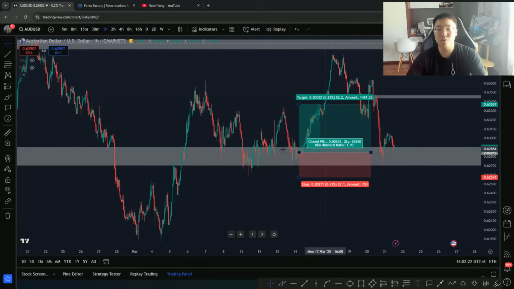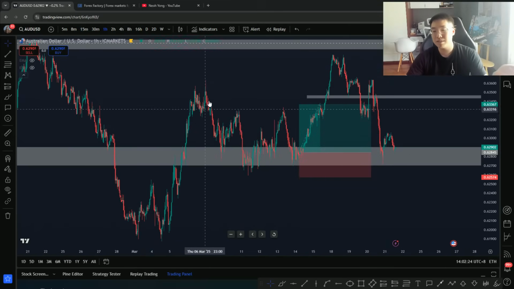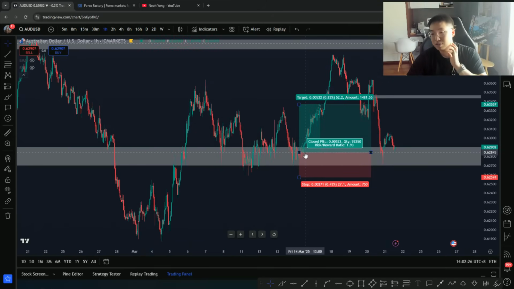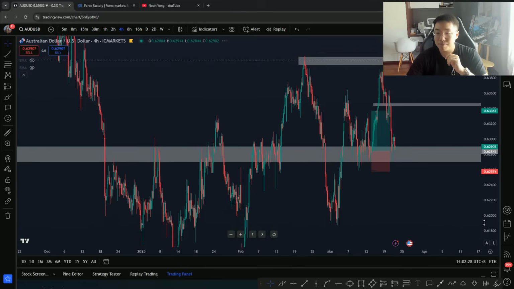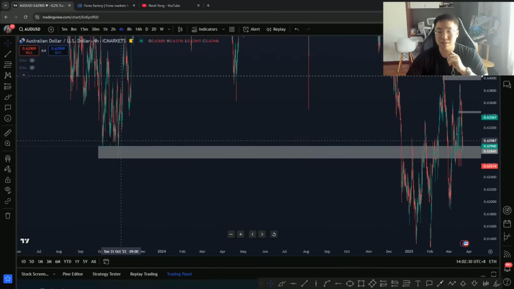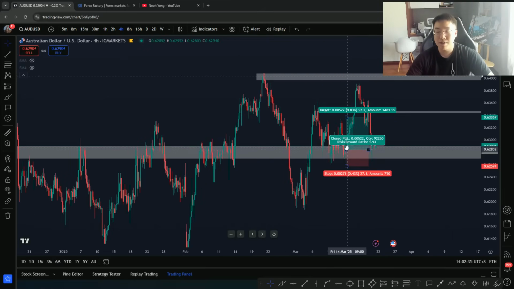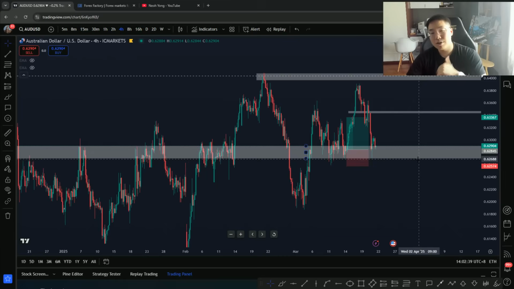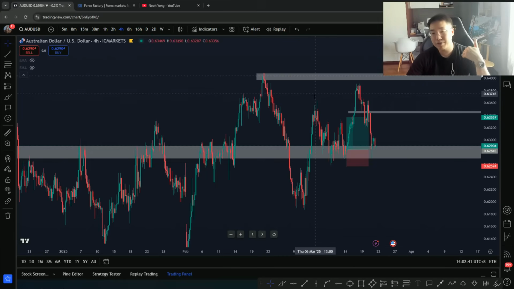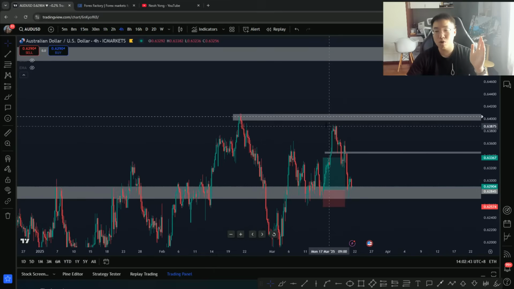Really simple entry system here, basically just a break and retest at 0.6380 something, and I'm using this key swing low as an entry zone. As I saw price reclaim a higher low above this 0.6284, I was fairly confident that we're going to see Aussie dollar push all the way up to at least 0.64. Unfortunately, it didn't hit 0.64. It started to reverse, and that's pretty much it.